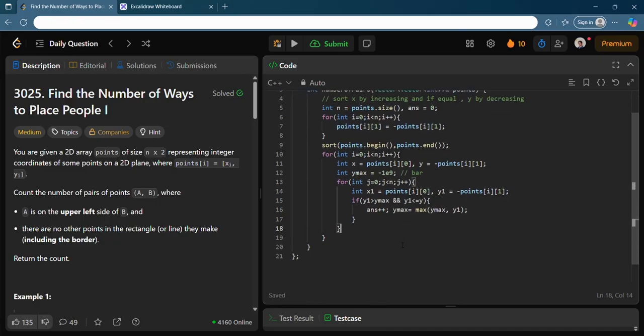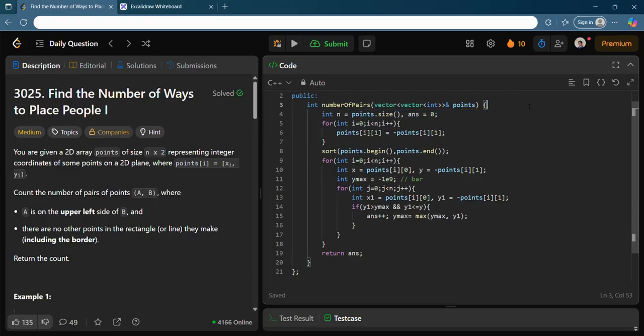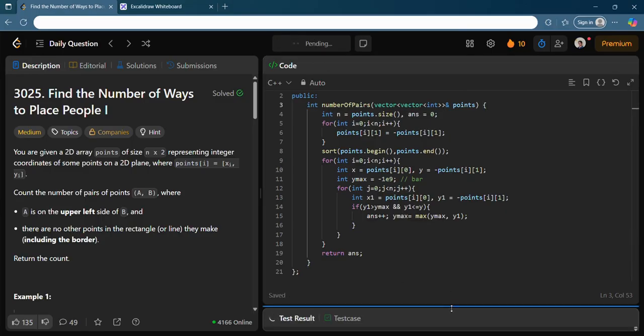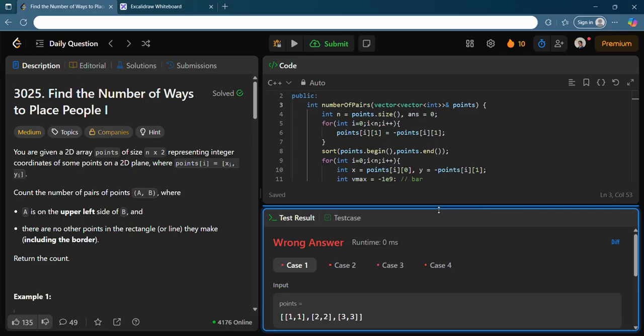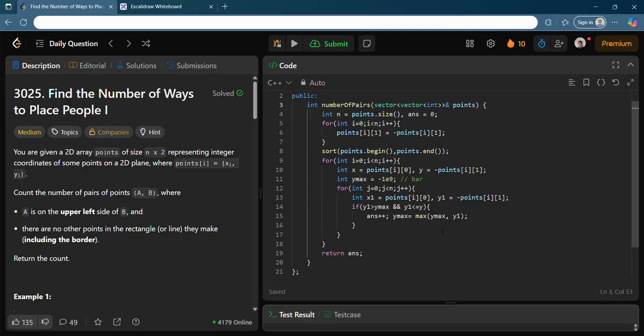I hope this was clear to you. I don't think there should be much difficulty in understanding, because it is not that hard a problem if you are thinking in the correct direction. So yeah, you see we have this solution. If you try to run it and check for any error, you see we do get a wrong answer for this. So let's try to see what is the error in the code.